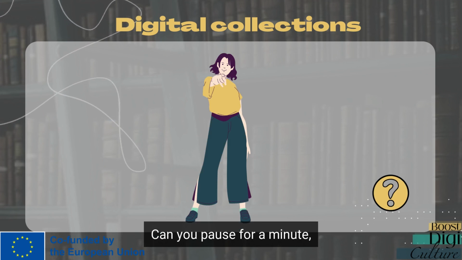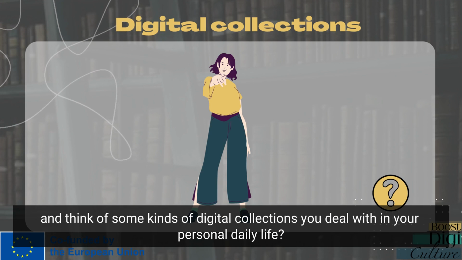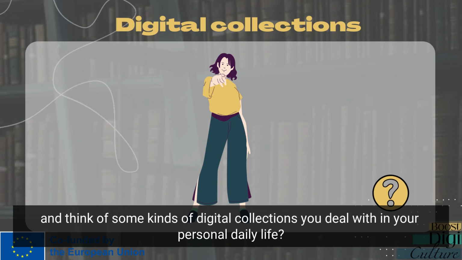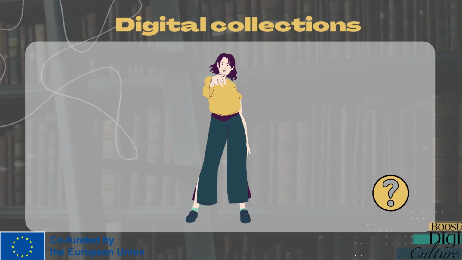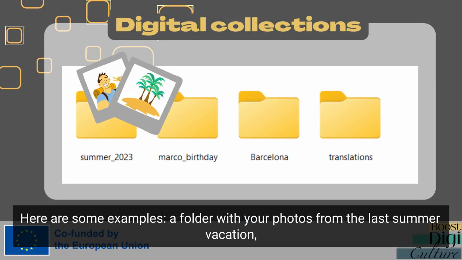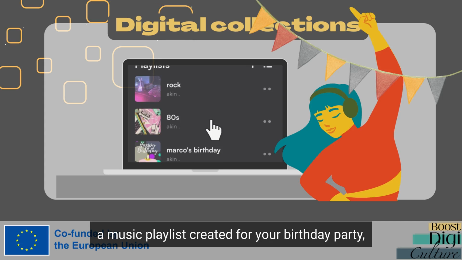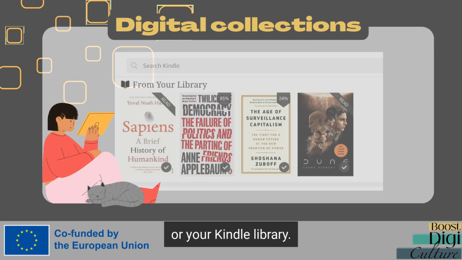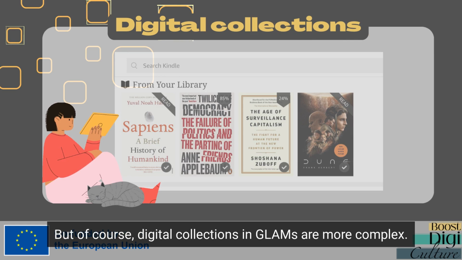Can you pause for a minute and think of some kinds of digital collections you deal with in your personal daily life? Here are some examples. A folder with your photos from the last summer vacation, a music playlist created for your birthday party, or your Kindle library. But of course, digital collections in GLAMs are more complex.